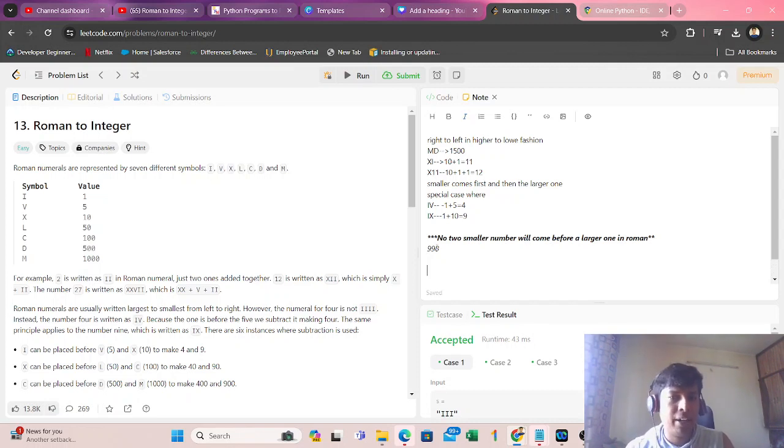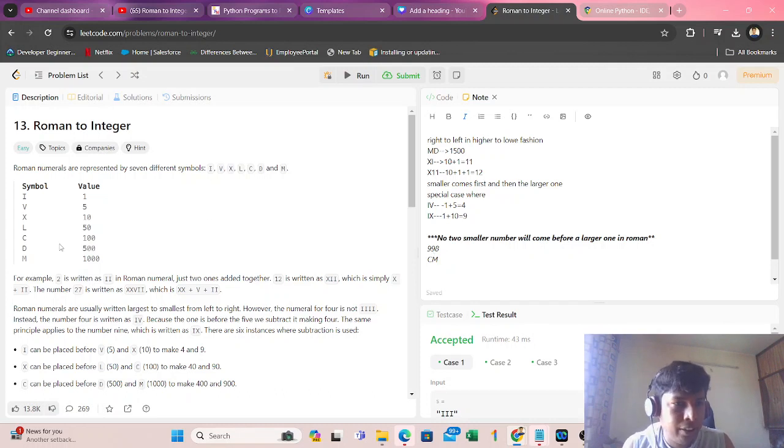Firstly, you have to get to 900. How to get to 900? Just subtract 100 from 1000. So how to write 100? Whenever you have to subtract 100 from 1000, C and M. So M is the larger one, C is the smaller one. So you will subtract 100 from 1000 and you get 900.